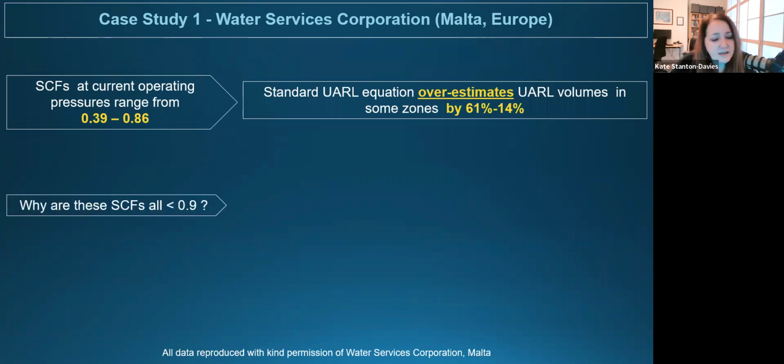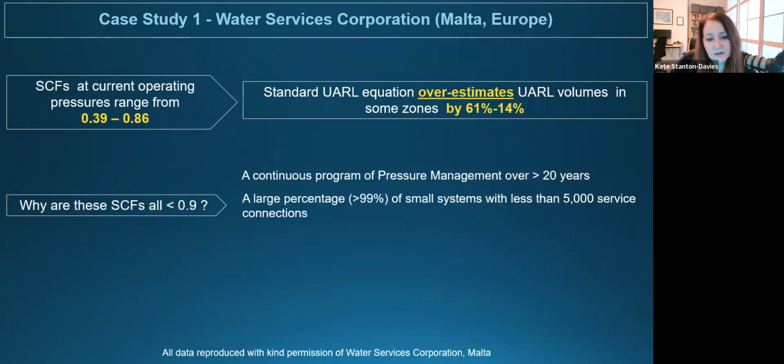But why are these SCFs all so low? Why were they all below 0.9? Water Services Corporation has had a continuous program of pressure management over the last 20 years or so. And they have a very large percentage, more than 99%, of small systems with less than 5,000 service connections. So they're definitely in this boundary case scenario. They've got mostly flexible materials on their service connections.